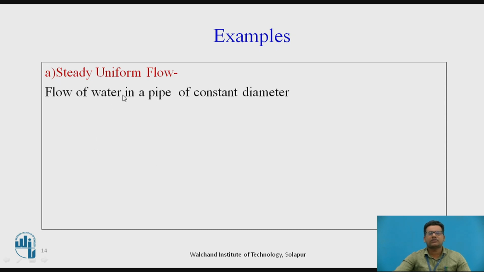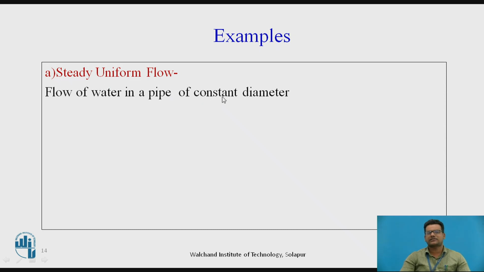Now the flow of water in a pipe of constant diameter, if you measure the parameter at any section, that will remain the same. That may be velocity, pressure, discharge, or density, as water is incompressible. Therefore, if you measure the properties at every point, they remain the same, that's why the flow is steady. And if you measure the velocity at any point in that flow, if the diameter is constant, then the velocity at any point remains constant, therefore uniform flow. Therefore this is the example of steady uniform flow.